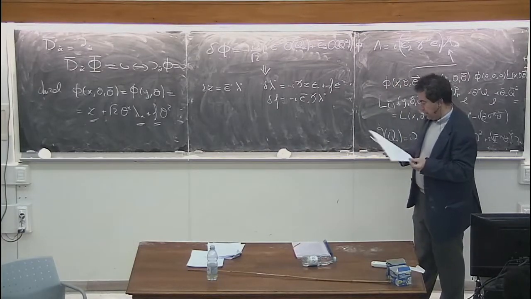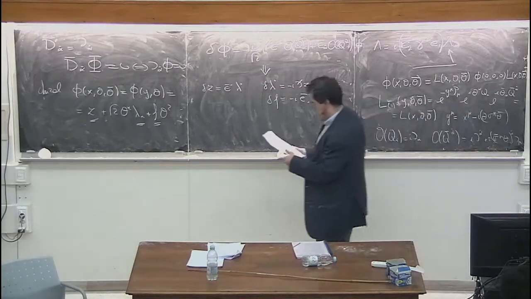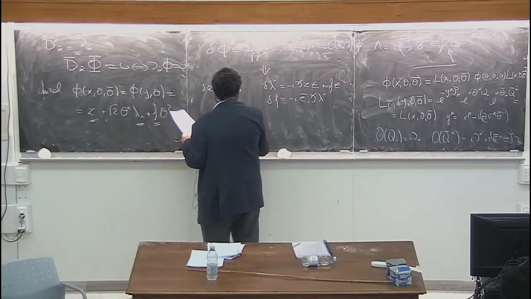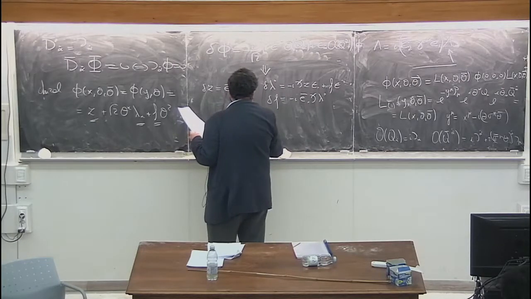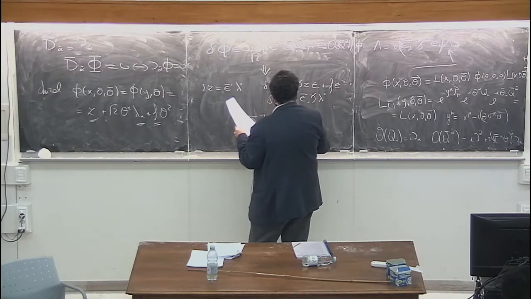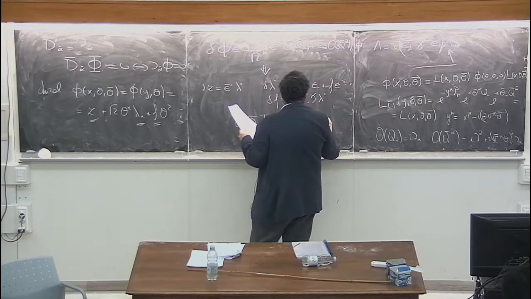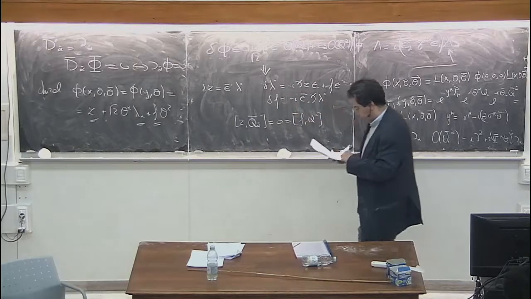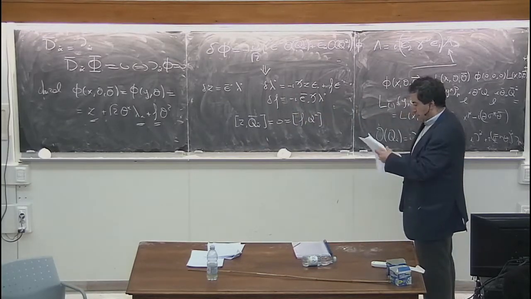Okay? So everything is consistent. Clearly z Q bar_alpha dot, as we have said before, is 0, but it is also f Q_alpha is 0. Okay? Fine.